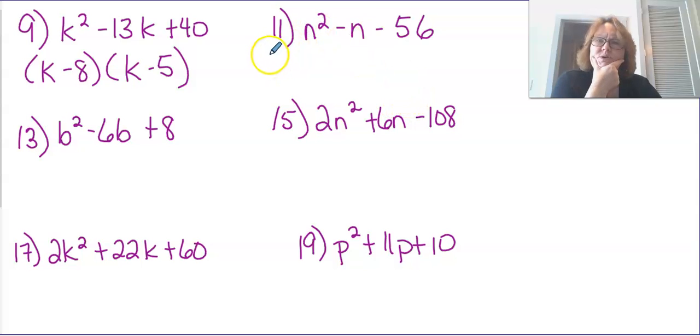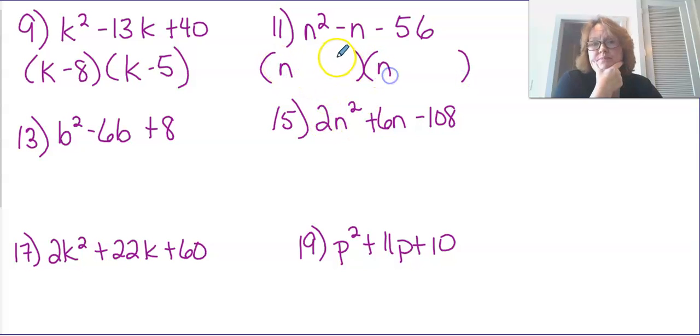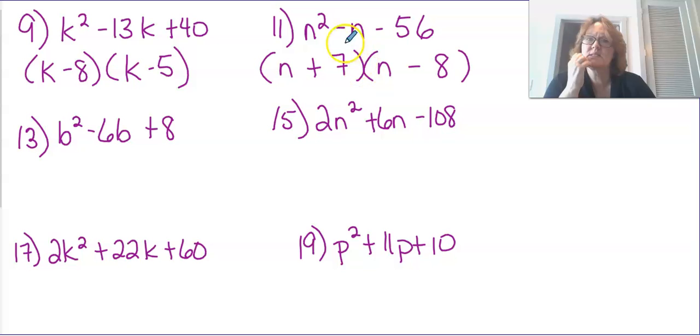Okay, so over here I need a factor pair for negative 56, and that's going to be 7 and 8. And let's see, one is positive, one is negative. The 8 needs to be negative, the 7 needs to be positive. 7 minus 8 is negative 1. And 7 times negative 8 is negative 56.